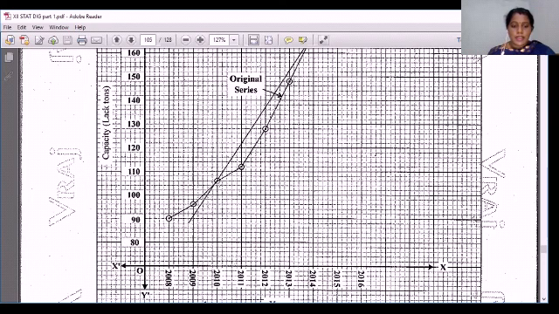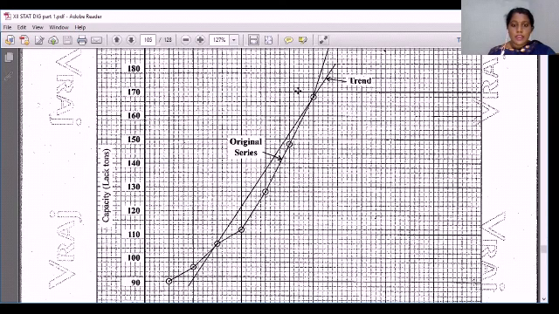Like this they have joined the dots, see, and made one trend line, right? You can make a curve or a straight line, any line you can make. The dots that we have joined, the line we form, is called the original series, and the other line is called the trend line.